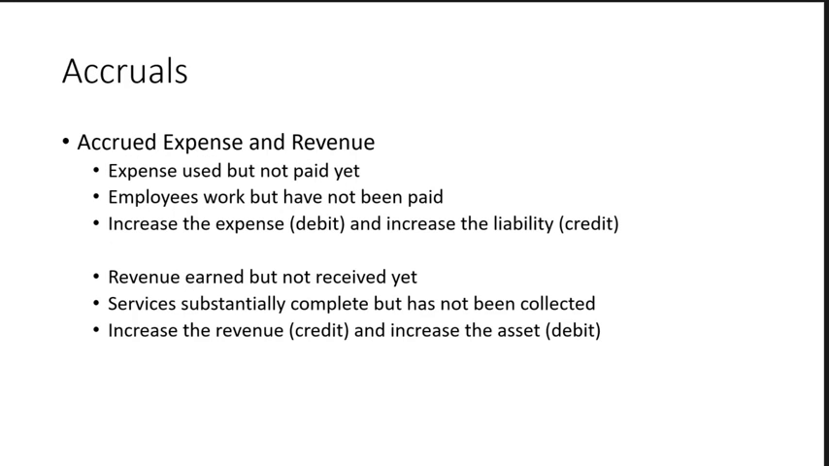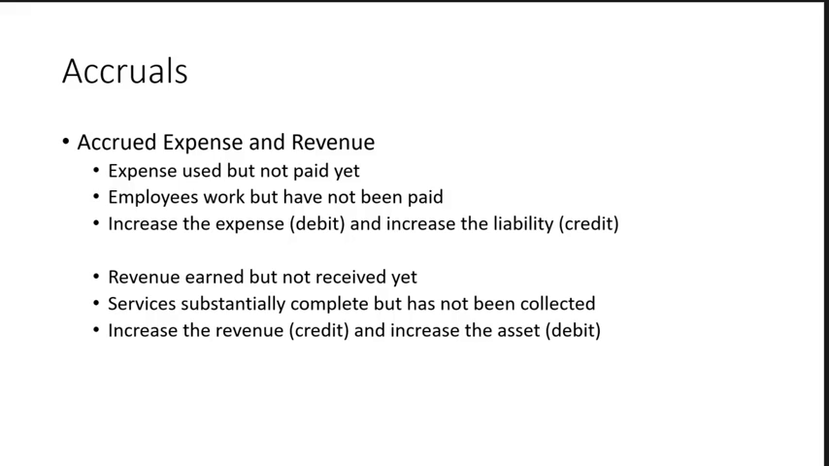So here's the types of adjusting entries. So accrued expense or revenue. So accruals. Accrual means owed, okay? Expense is used but not paid yet. So we've done something, we've used utilities, we've had employees work, we've borrowed money and used that money for a period of time. Any of those things that we've done and we haven't paid yet. So employees work but have not been paid, we have to record that.